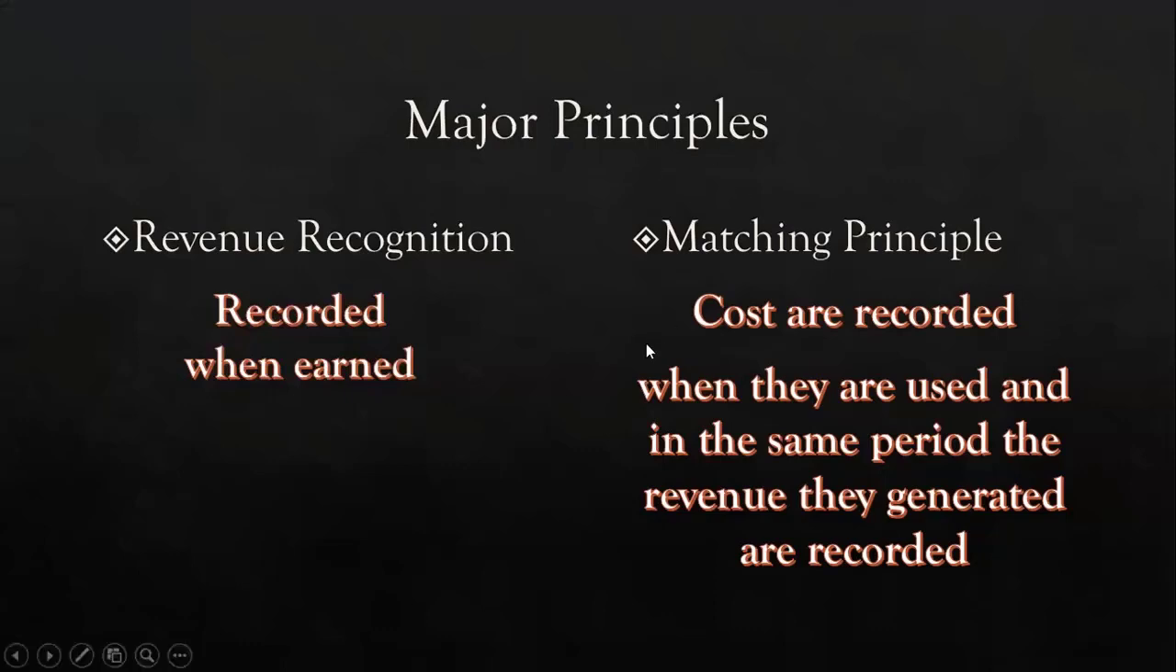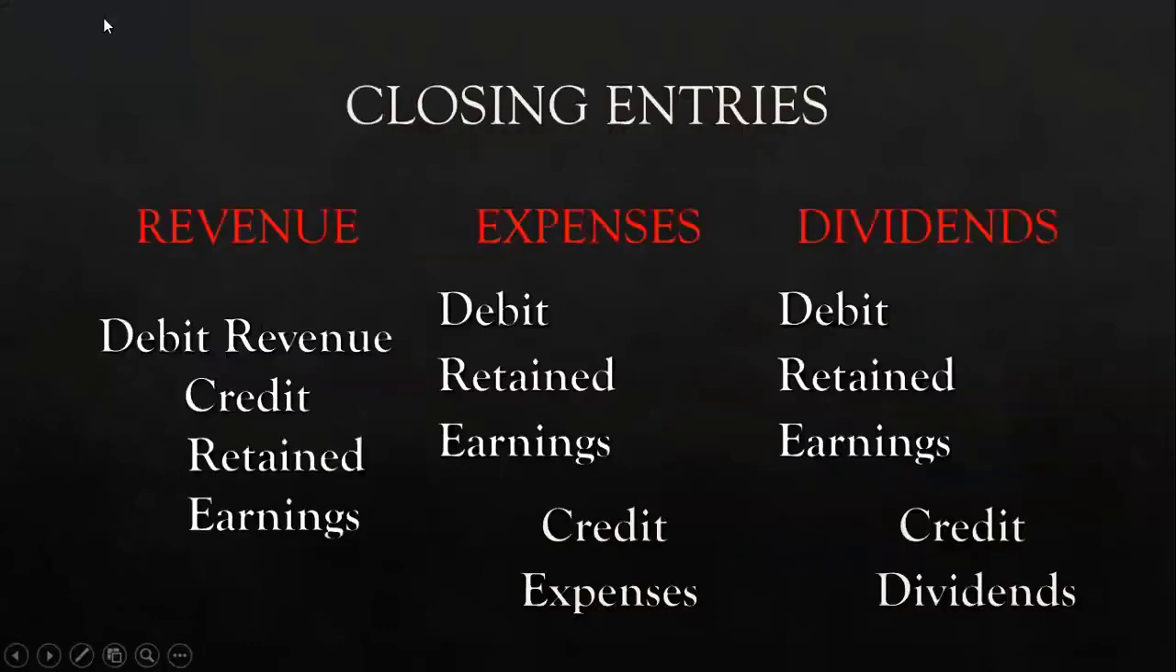Then closing entries, this is the last slide. You will have to do these as drop downs. Remember, I highlighted these in red because these are the 3 types of accounts that you close. You close revenues, expenses, and dividends. And you do the opposite of their normal.